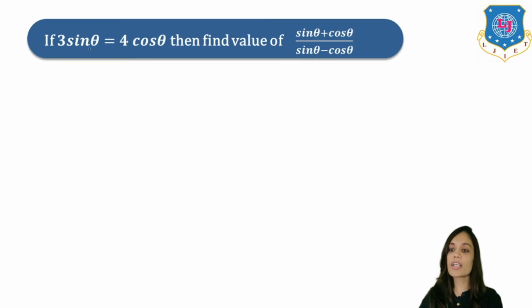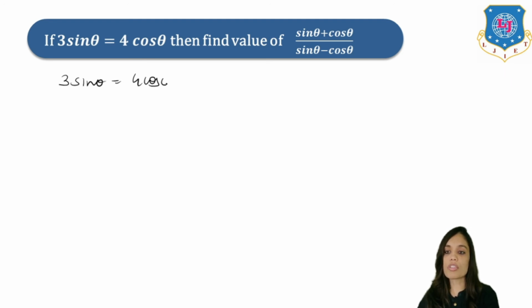We are given that 3 sin theta is equal to 4 cos theta, and we have to find the value of this. So let us write 3 sin theta is equal to 4 cos theta. Now I will modify this. So we can write this as sin theta upon cos theta is equal to 4 by 3.